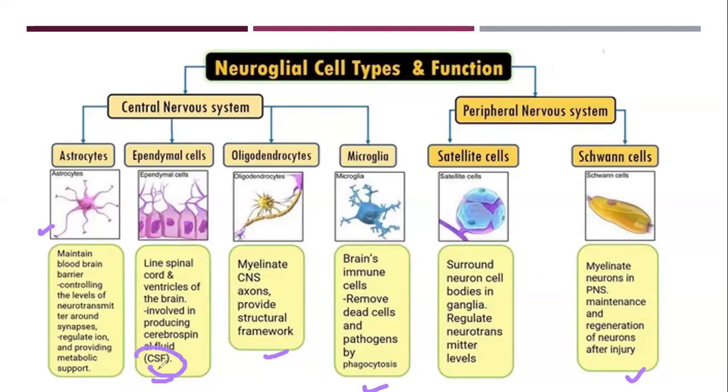CSF. These are the functions of these glial cells, right? Astrocytes, ependymal cells, oligodendrocytes, microglia, satellite cells, and Schwann cells.